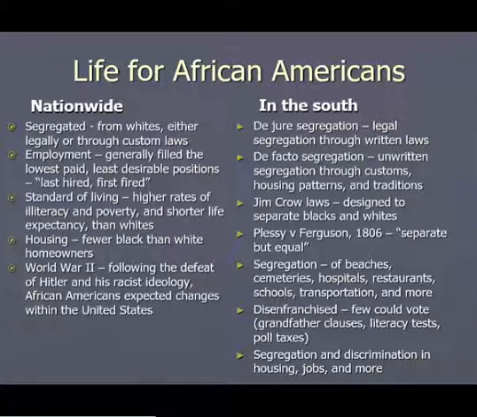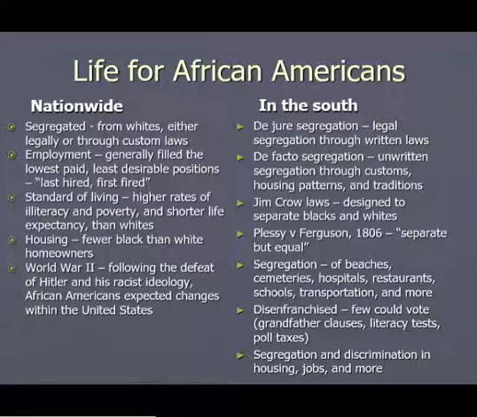Employment was hard. Generally, African Americans filled the lowest paid, least desirable positions. They went by the quote, "last hired, first fired," which meant they hired whites and all other ethnicities first, and hired the African Americans last, so that they could be the first people fired if that ever needed to happen. There was a higher rate of illiteracy and poverty. The standard of living was lower, and there was a shorter life expectancy. There were also fewer black homeowners than white homeowners.